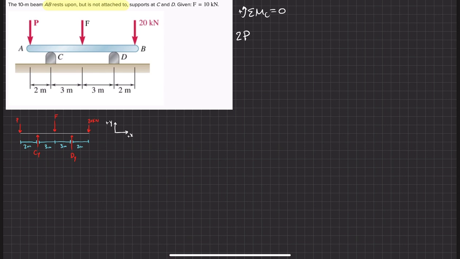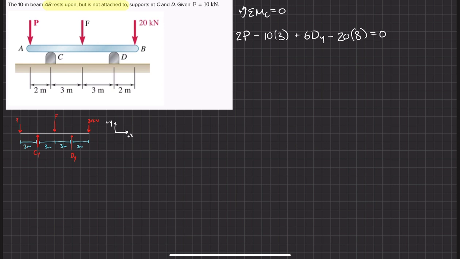Then we have our F equals 10 kilonewtons. That's going to rotate it in the clockwise direction, which is going to be negative, and that is 3 meters away, so we do 10 kilonewtons times 3. Then we have our D force pointing upwards, that is 6 meters away, but is rotating in the counterclockwise direction, so it's going to be positive. So we have plus 6 D of y, and then our final force, minus 20 times 8. And then we set this all equal to 0.